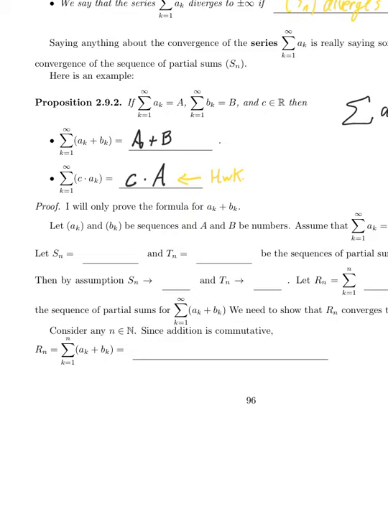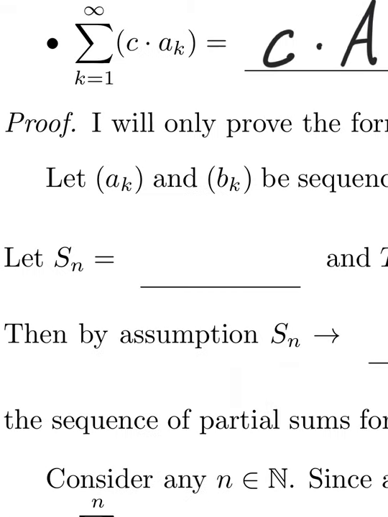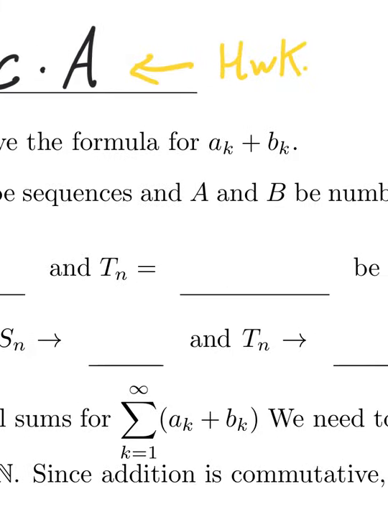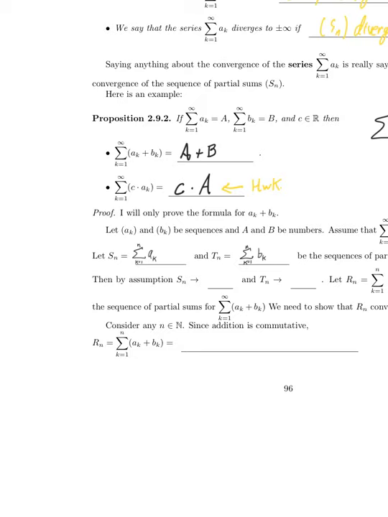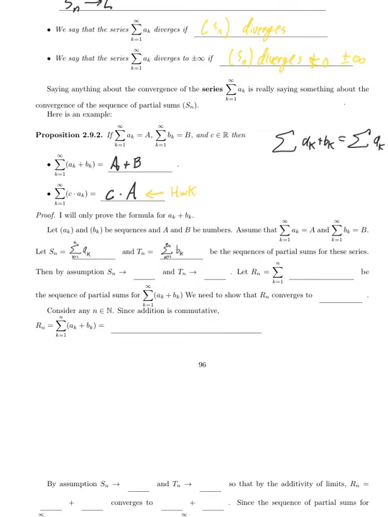Now this is a statement about convergence of series. Convergence of series is just a thing about convergence of sequences of partial sums. So let's let S_n be the sequence of partial sums associated with a_k. So that is S_n equals the sum from k equals 1 up to n of a_k. T_n is the sum from k equals 1 up to n of b_k, such that these are the sequences of partial sums for those two series.